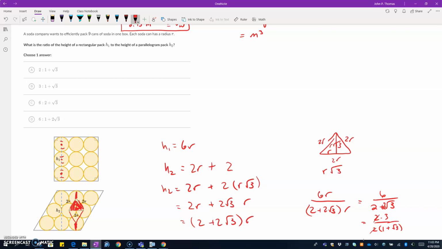All right, we can cancel the 2's. And then when I do that, I'm down to 3 over 1 plus root 3, which corresponds to answer B. All right, so the ratio of the height of the rectangle to that is 3 over 1 plus root 3.